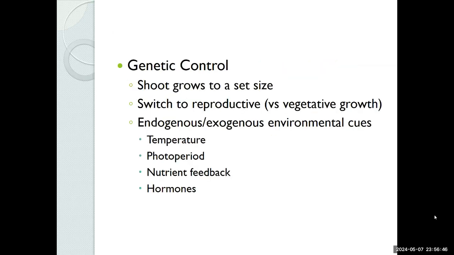The plant has a set threshold in size. So the shoot, the stem structure will grow to a set size. And when it reaches that capacity, that triggers one of the signals to switch to a reproductive growth mindset versus a vegetative growth mindset. Then there's also the internal and external cues from the environment. External cues would be temperature, duration of sunlight. The internal cues will be the hormones that are being produced as well as the nutrient availability.